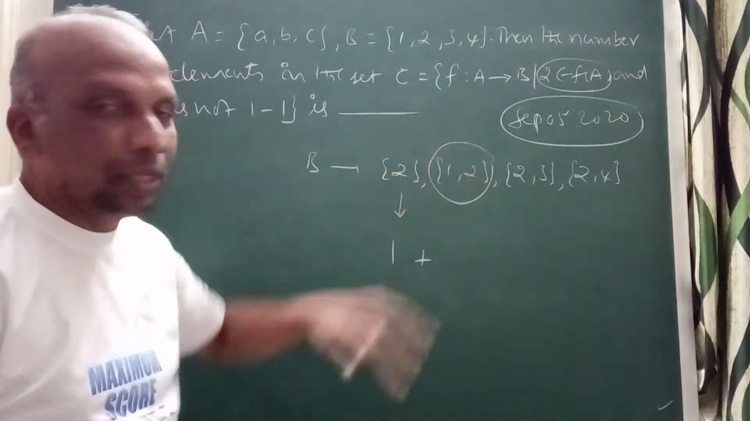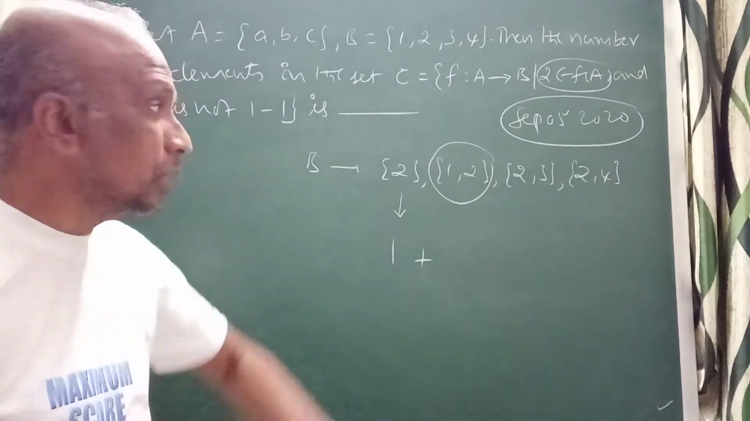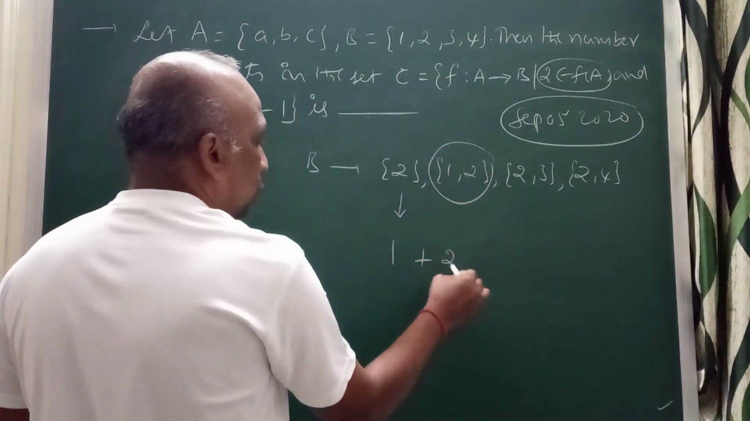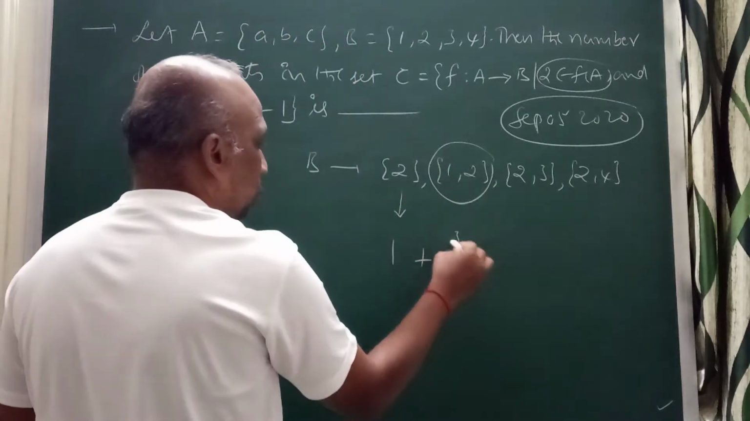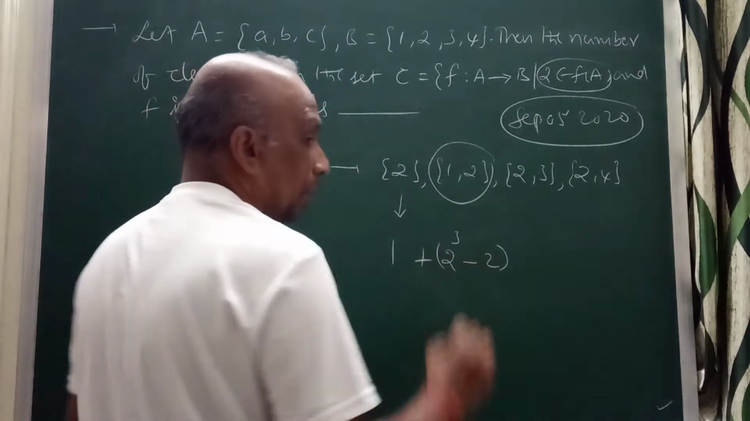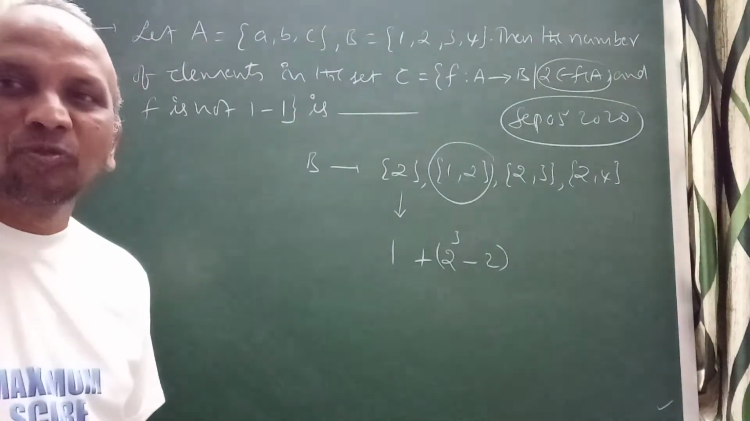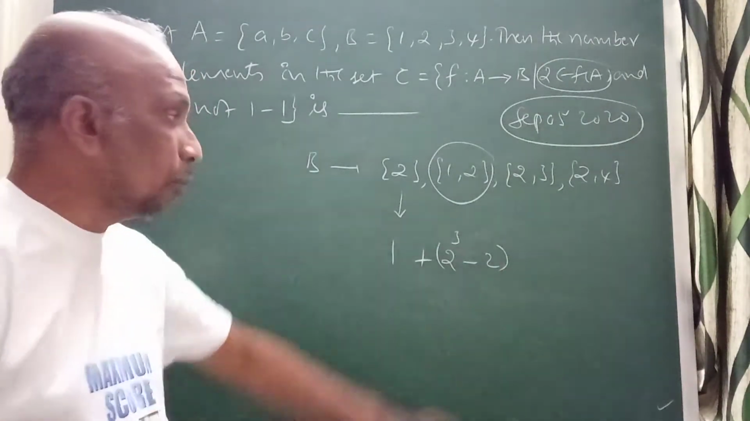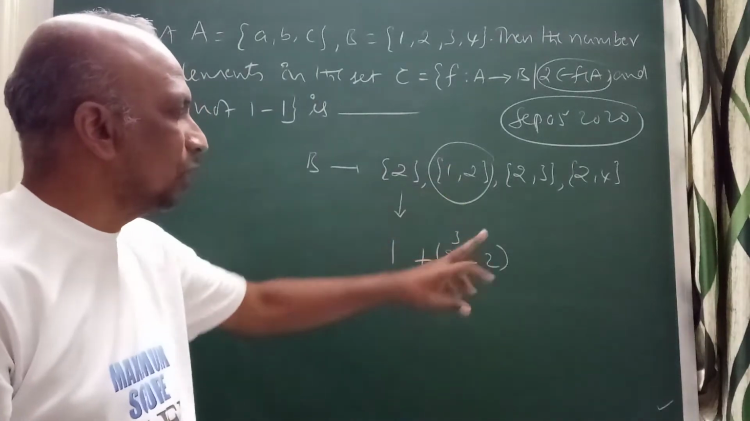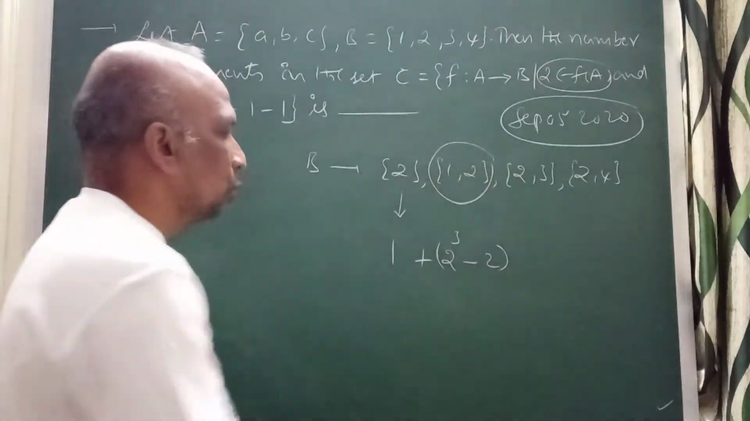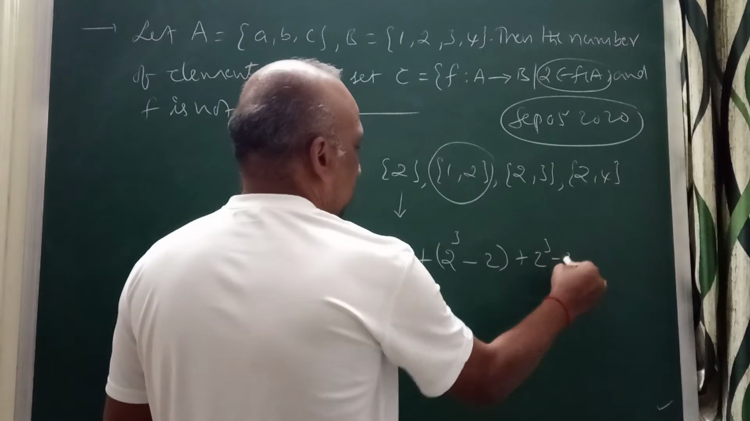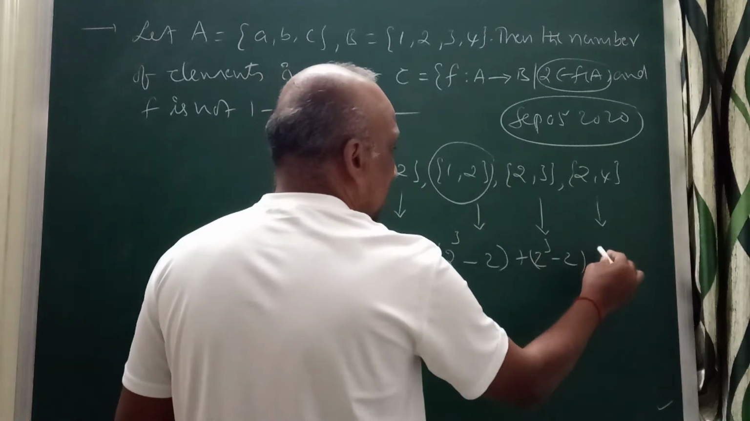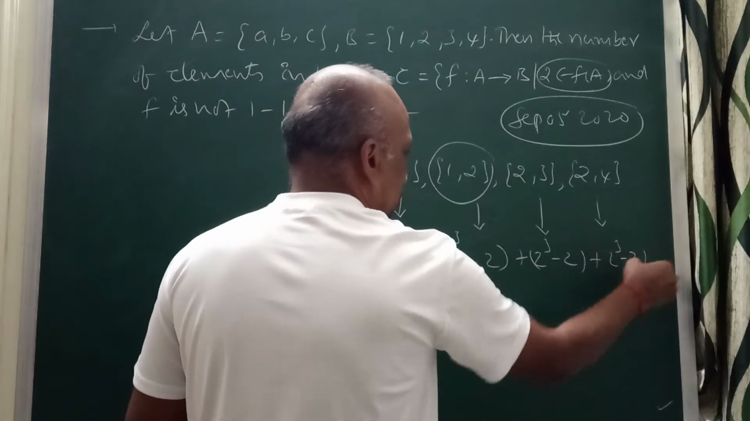If 2 elements are there, the number of onto functions from 3 elements of A: 2 cube minus 2 gives the number of onto functions. Or you can apply the formula for onto functions, 2 cube minus 2. But again for this, 2 cube minus 2. For this one also, right? Again if the codomain is this, again 2 cube minus 2.